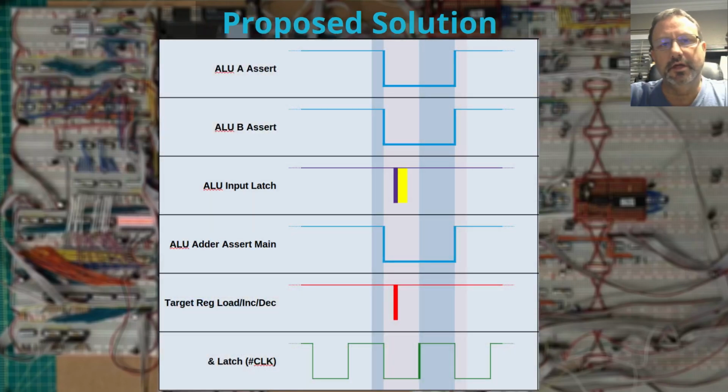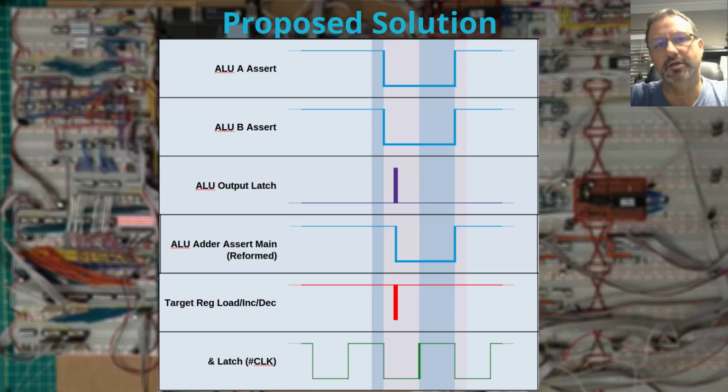But what I am thinking is I'm going to replace two of these signals. I'm going to replace the ALU input latch with an ALU output latch. And the latches are tri-state, so I'm going to use that as also my line driver. And I'm also going to replace the ALU output assert with a different shaped signal so that it is only asserting out onto the main bus when the ALU output is actually valid. In other words, after that latch has actually taken place.